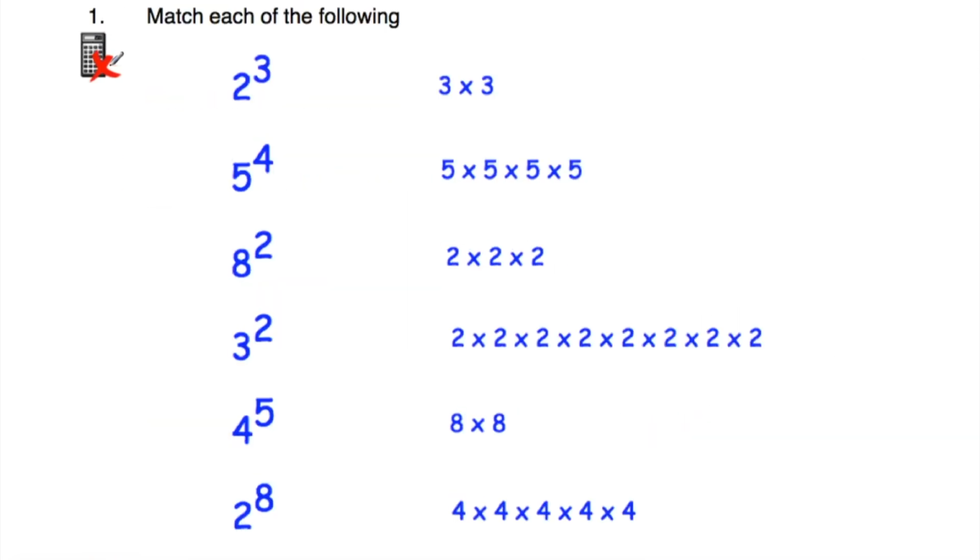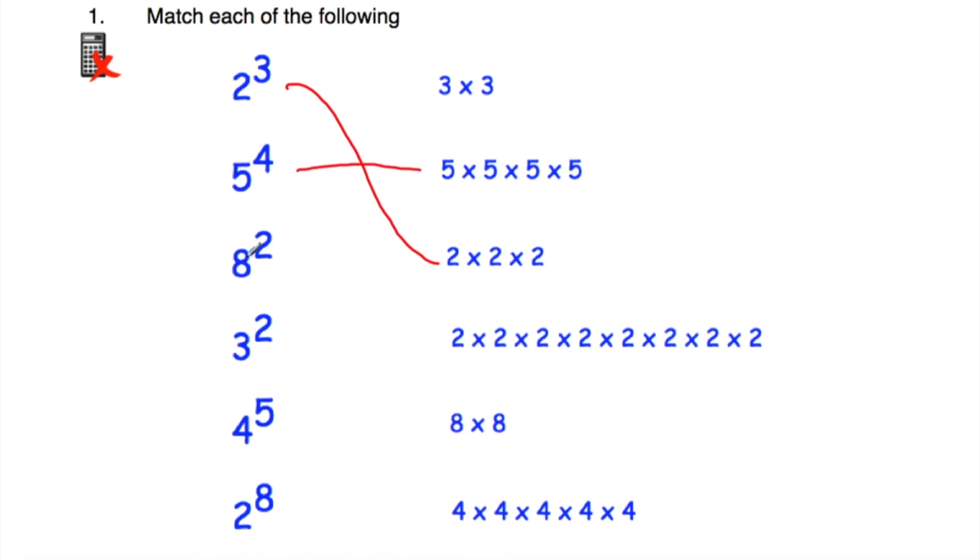Question number 1 says match up each of the following. So we've got 2 cubed, 5 to the power of 4, 8 squared, 3 squared, 4 to the power of 5 and 2 to the power of 8. So 2 cubed means 2 times 2 times 2, so that's going to be that one. 5 to the power of 4 will mean 5 times 5 times 5 times 5, so that's going to be that one.